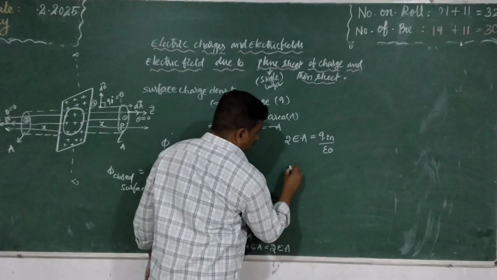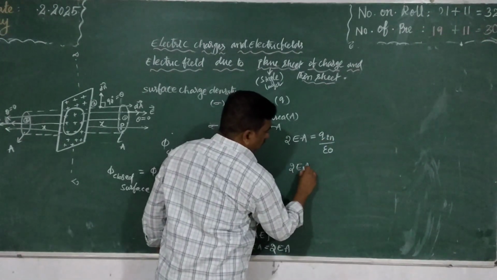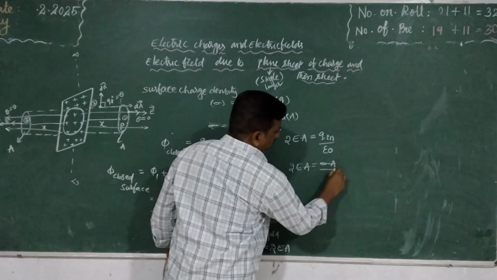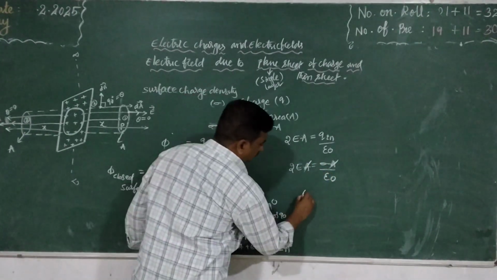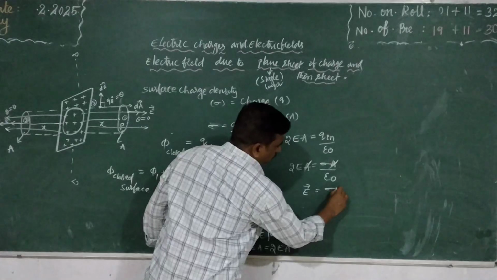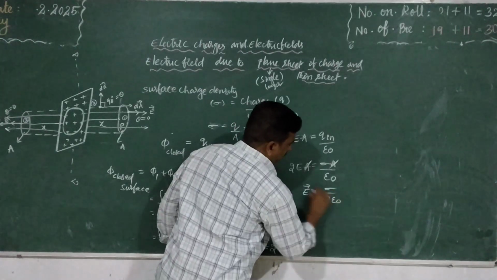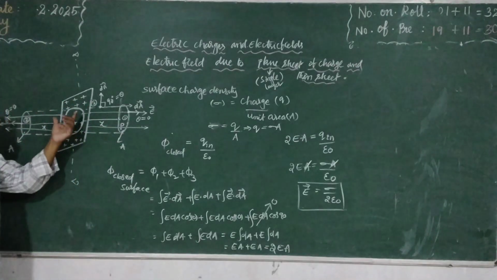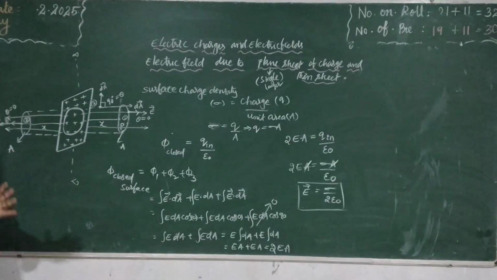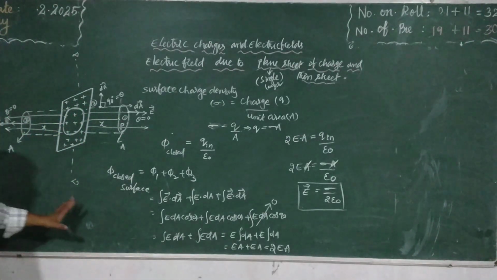Here we can write 2EA equal to sigma A by epsilon naught. This A cancels. What do we get now? The electric field E equals sigma by 2 epsilon naught. This is the electric field due to a plane sheet, meaning a single layer.